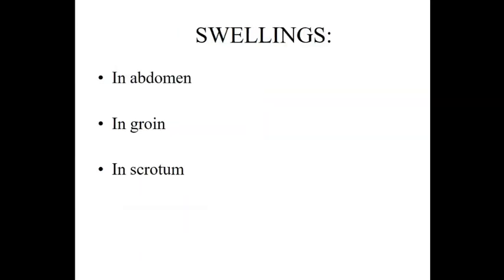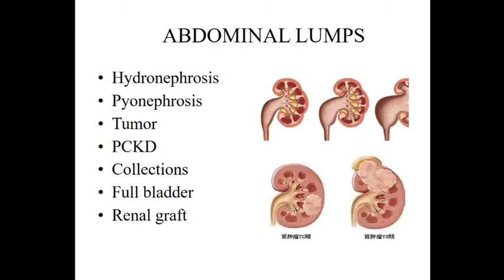Now, the second is swellings. The patient will come with a history of lumps that could be in the abdomen, groin, or scrotum. The abdominal lumps are due to hydronephrosis of the kidney, pyonephrosis, tumor, polycystic kidney disease, perinephric collection or intra-abdominal collection, full bladder, or renal graft.